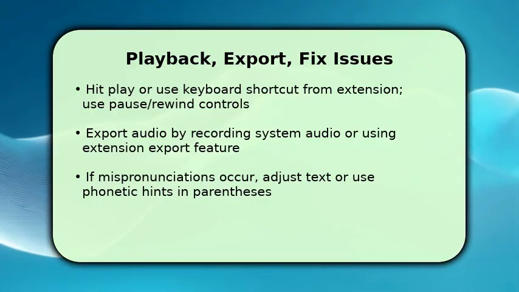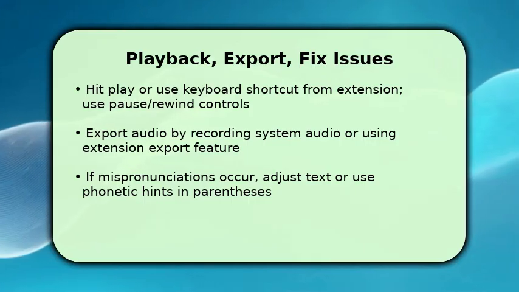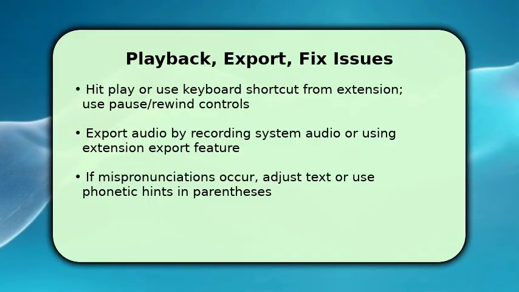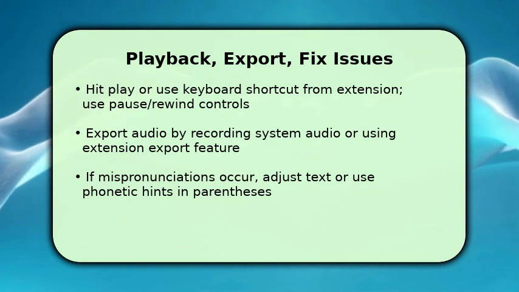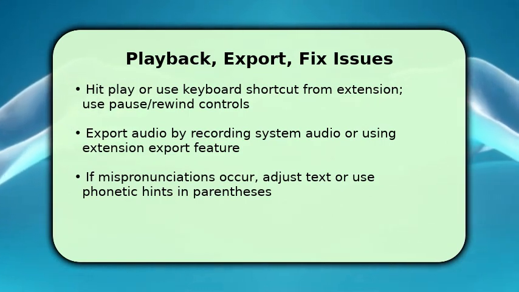Once done, proof listen to identify mispronunciations, make small text edits, or add phonetic hints in parentheses to correct names or acronyms. If audio fails, restart Chrome and confirm the extension has microphone or audio permissions. That quick restart fixes most permission or conflict issues.